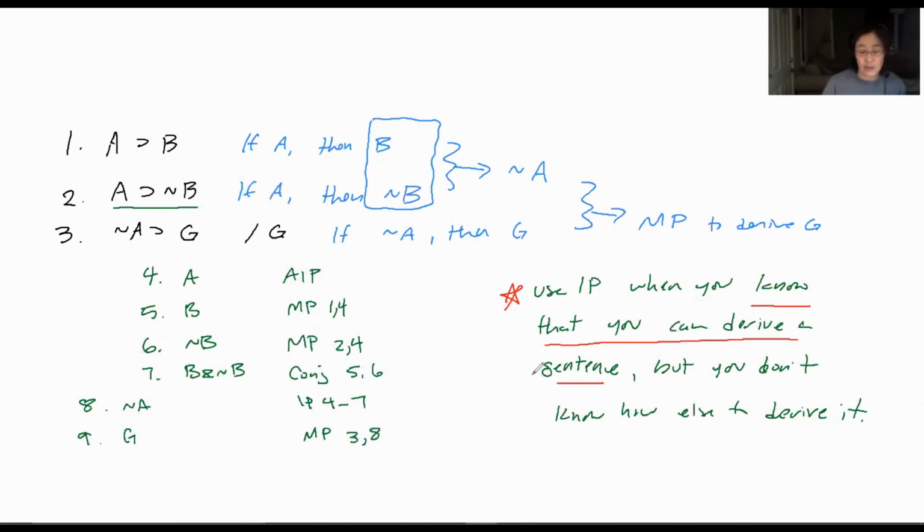IP is incredibly useful. It's incredibly powerful. IP works for every valid argument. And if you know that you can derive a sentence, but you don't know how else to derive it, you can always try to use IP.